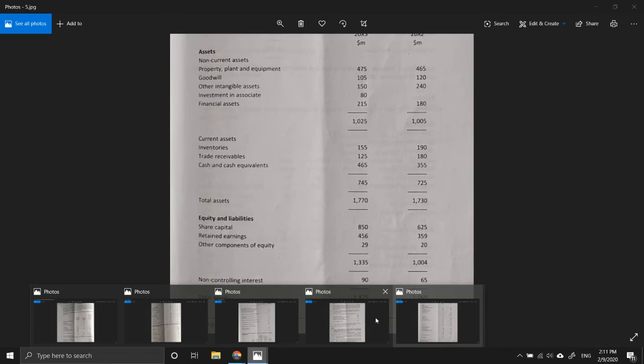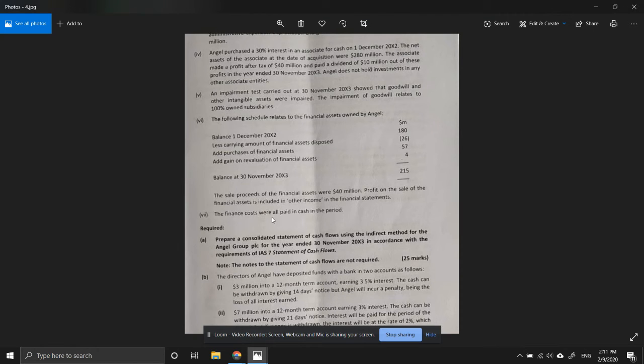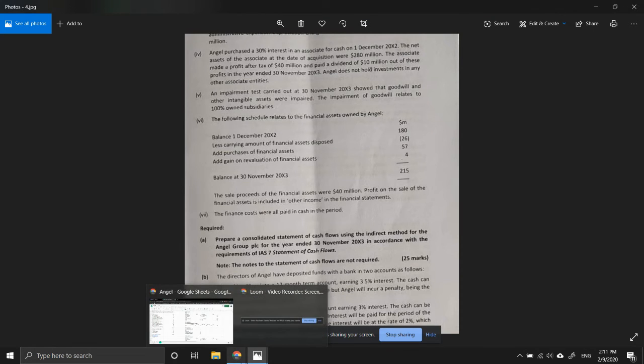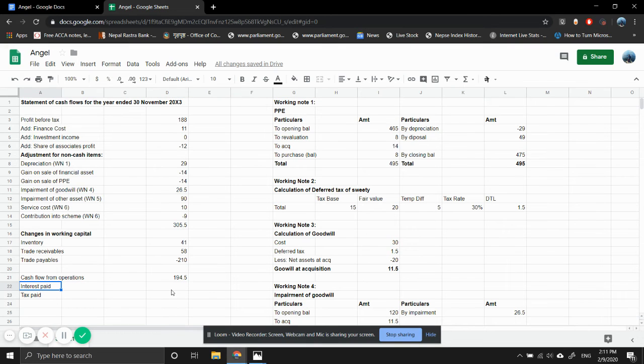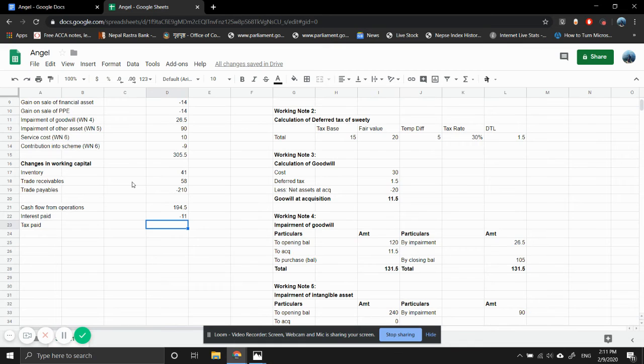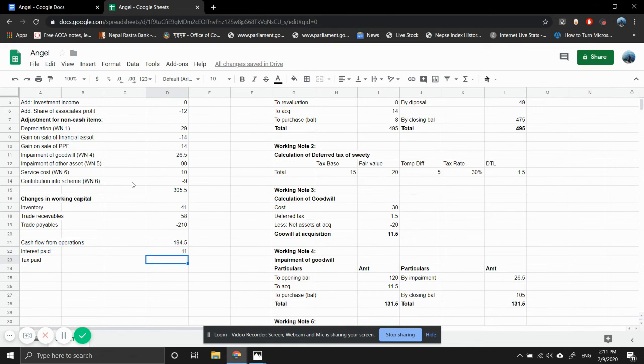Interest paid, remember there was something. All finance costs were paid in cash, so we don't need to worry about anything regarding interest, right? So this whole sum was paid. Since finance cost is an accrual based item, the whole amount has been paid, otherwise we only record the amounts that had gone out of the entity, right? So tax paid, we will need to calculate it in working note 7.